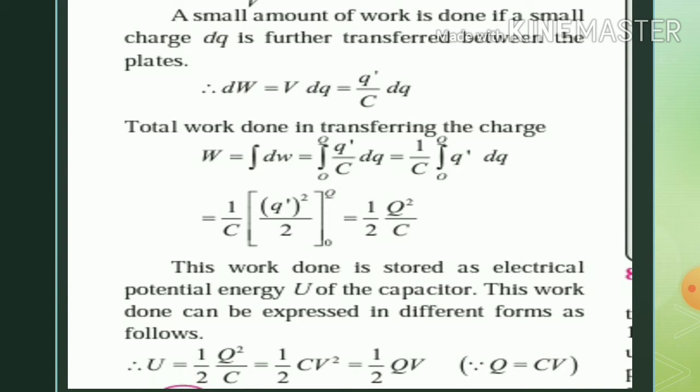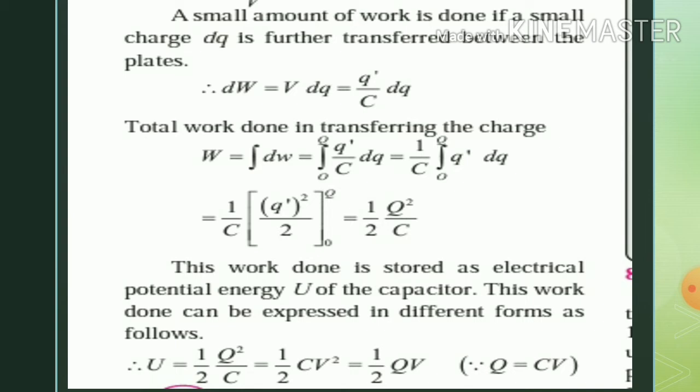This value of V is substituted in the equation of work done. Then we can write dW equal to Q dash upon C into dQ. This is a small quantity of work done in terms of charge and capacity.